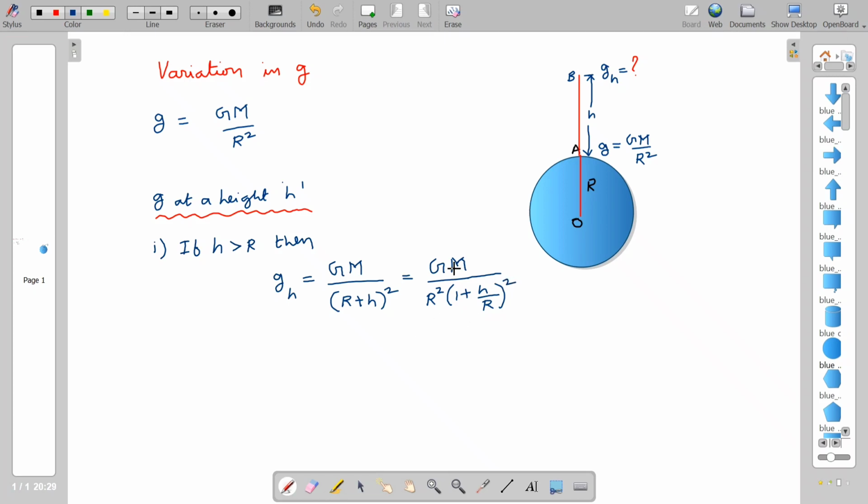Then GM by R square means here g on the surface of the Earth, so I will get g by 1 plus h by R whole square. If h is greater than R, then we got g at a height h. What is the formula? We can write GM by R plus h whole square, or we can write g by 1 plus h by R whole square.